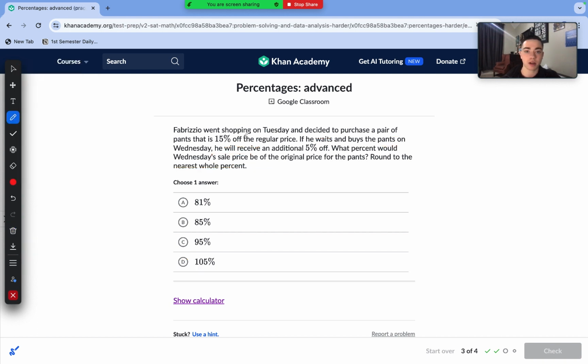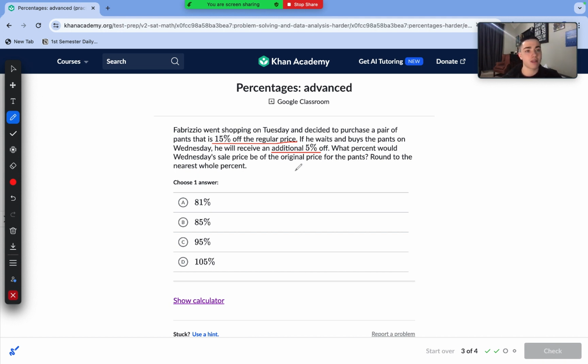This person went shopping on Tuesday and decided he wanted to purchase a pair of pants that is 15% off the regular price. If he waits and buys the pants on Wednesday, he will receive an additional 5% off. Which percent would Wednesday's sale price be of the original price for the pants, rounded to the nearest whole percent?